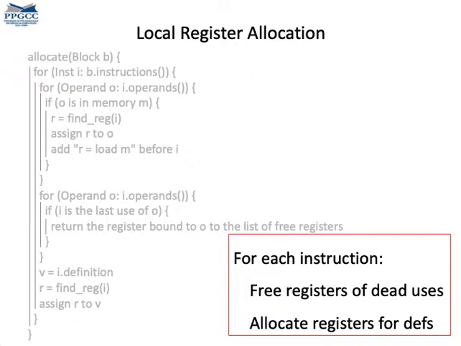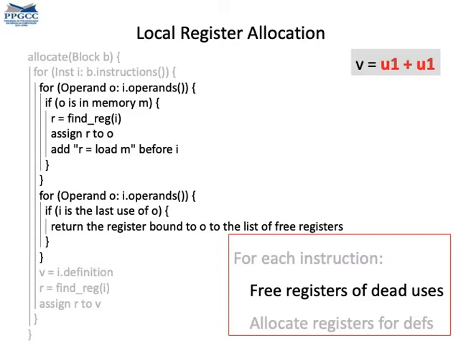In a nutshell, the algorithm traverses the instructions in the basic block. Then, for each instruction, it liberates the registers used by the operand, if these operands have no further use in the future. In this case, we say that the operand is dead at that point. And then, the algorithm allocates registers for the variables defined by the instruction. We shall assume that every instruction defines just one variable for simplicity. Of course, there is more to it.